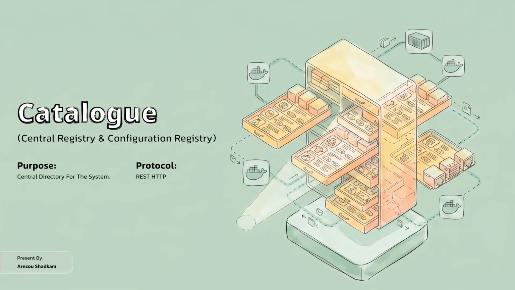Catalog is the central registry of our smart plant care system. Its main responsibility is to keep the shared information that other microservices need. All microservices communicate with the catalog through the REST API. For example, devices can register themselves here, and Analytics can request configuration values from the catalog.